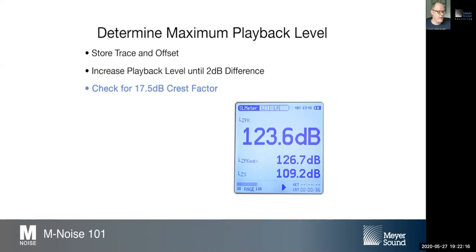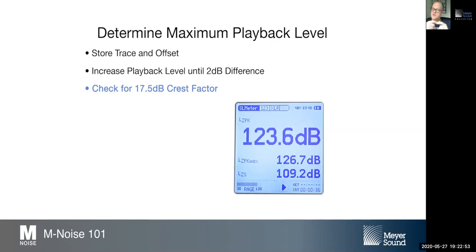Now we get to bring out our sound level meter and document the sound level. In this case, we're doing it at 1 meter, and that shows us that our peak value is 123.6, whereas our average value is 109.2. Peak max is the instantaneous value, the maximum value. That's the one that we're looking for. So we have 126.7, which was the highest peak that we recorded, and we have an average value of 109.